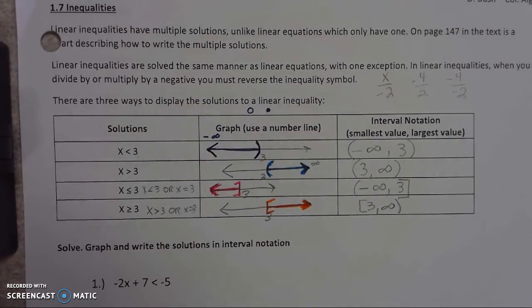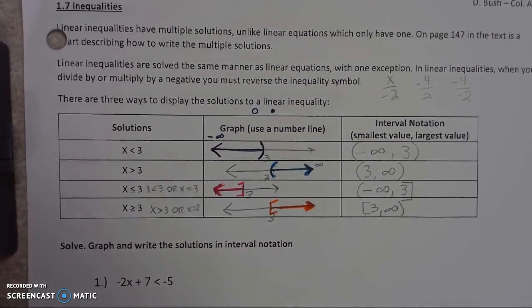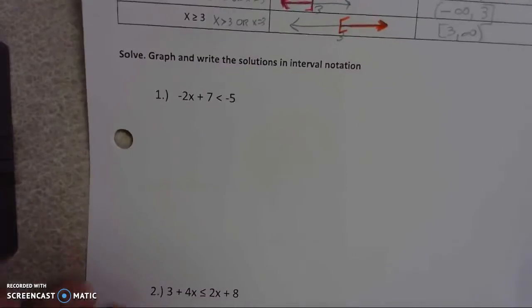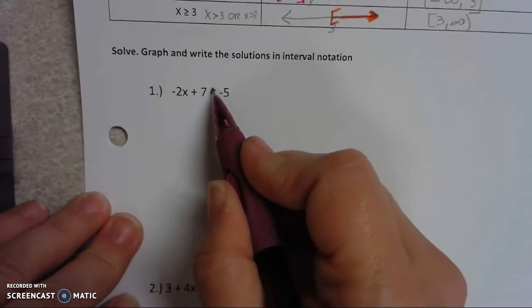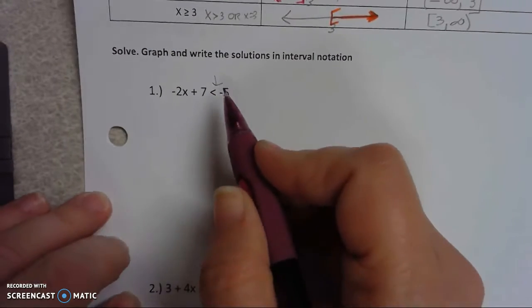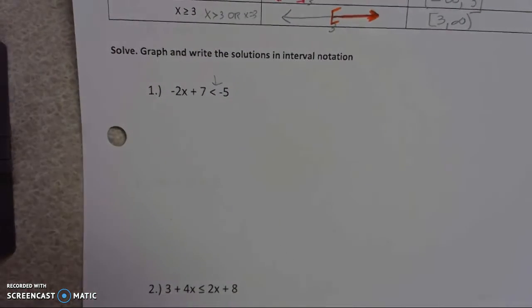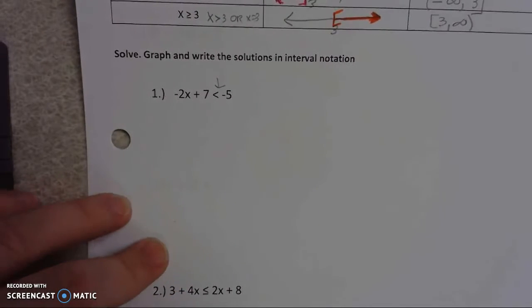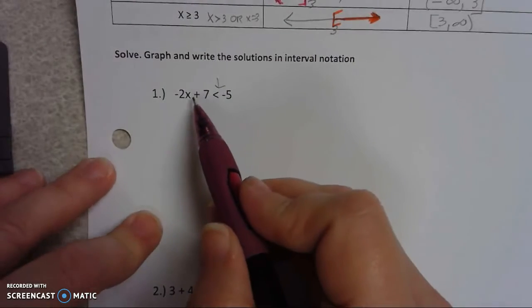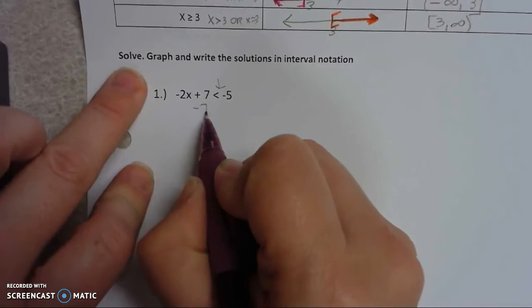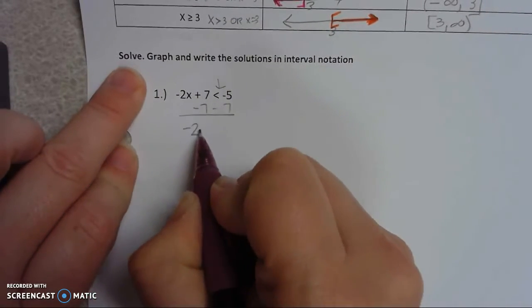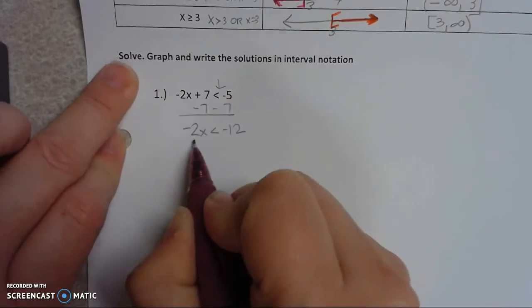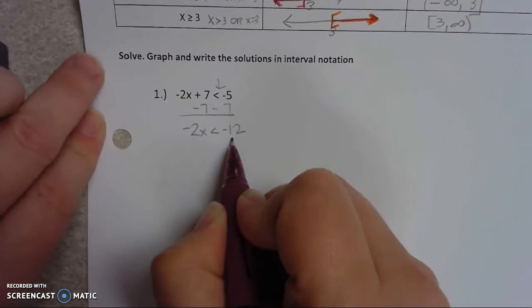Alright, now let's look at a couple of examples here. Let's take some inequalities and solve them, graph them, and write our solutions in interval notation. Alright, so here's my inequality symbol. Alright, if I'm solving, the inequality symbol works similar to the equal sign, in that negative 2x plus 7 is on the left, negative 5 is on the right. Alright, this is linear, so I want to subtract 7. That'll give me negative 2x is less than negative 12.